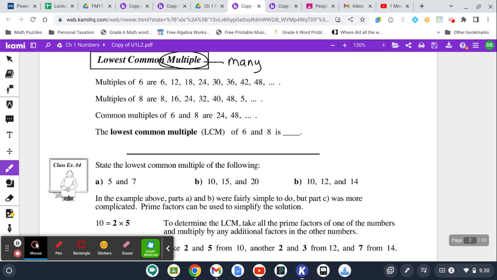Okay, multiple means many. Maya and Summer have many siblings. Okay, so multiples of 6, many. All right, there you go. Multiples of 6 right there: 6, 12, 18, 24. Multiples of 8.